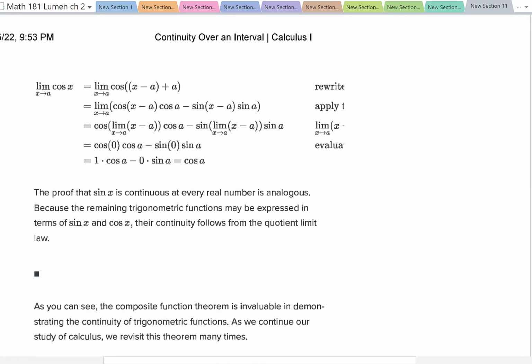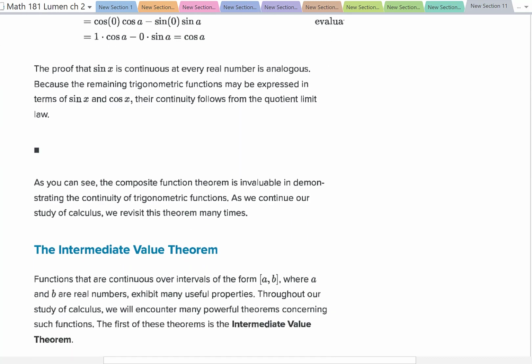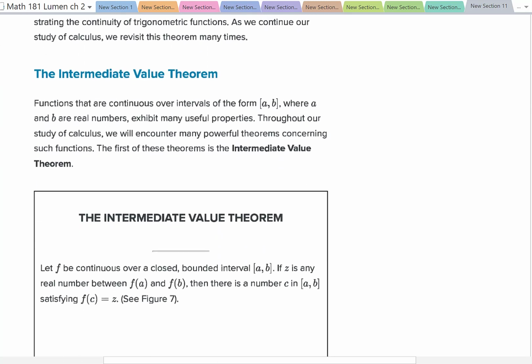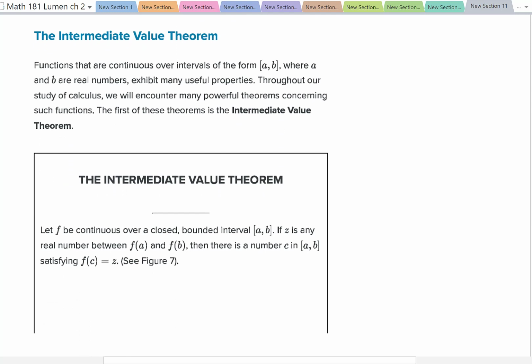There's a fun-filled proof if you'd like to delve into that. Now, another thing is the intermediate value theorem, and this is something we actually covered in Math 126 for my classes, and so hopefully it's not too new for some people.